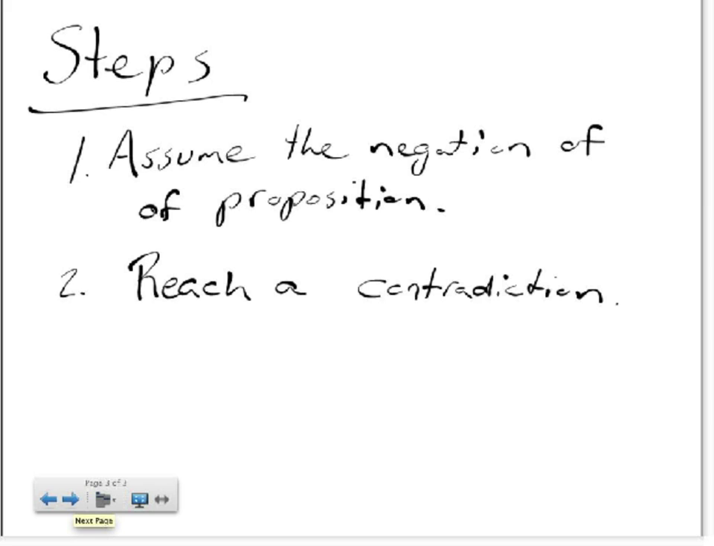Now, these are very basic steps because, as you'll see in the next couple examples, you have to go through several different methods to actually reach a contradiction, and it's very dependent on the actual problem.